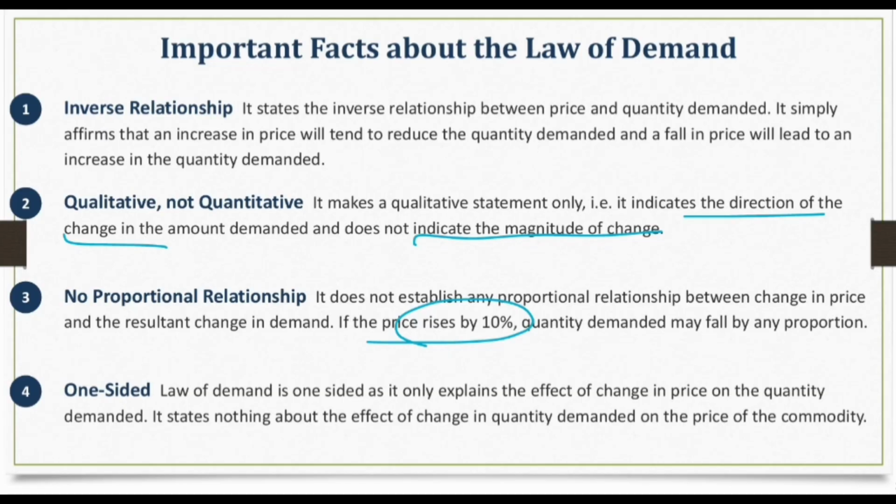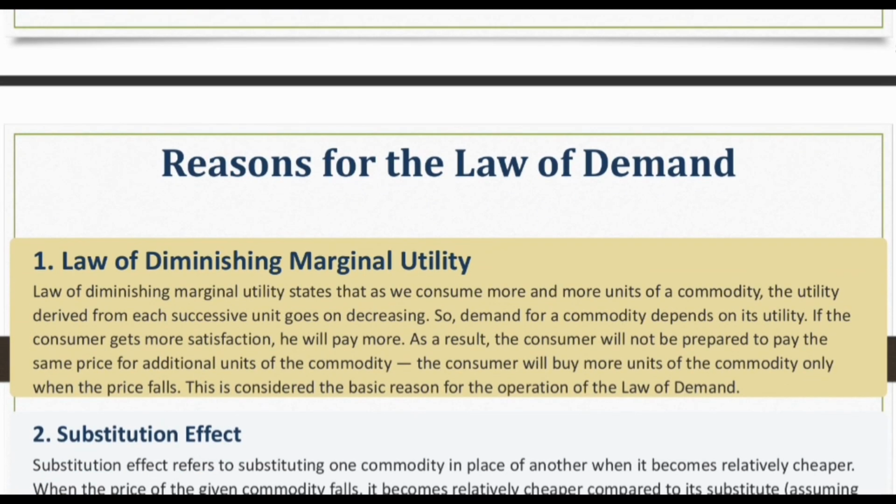And also, the law is one sided. It only explains the effect of change in price on the change in quantity demanded, and it does not explain the effect of change in quantity demanded on the price of the commodity. So it does not tell you that. It states nothing about the effect of change in quantity demanded on the price of the commodity.